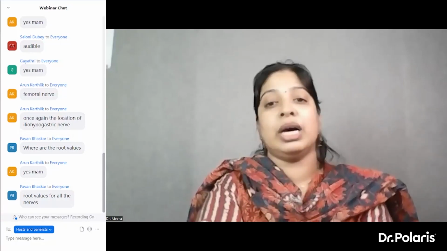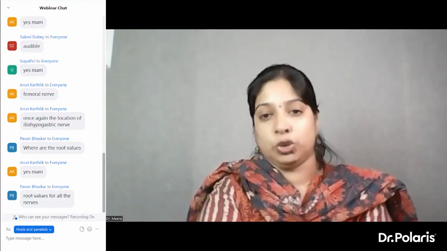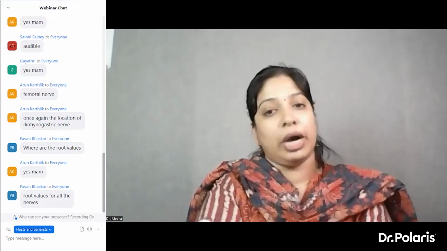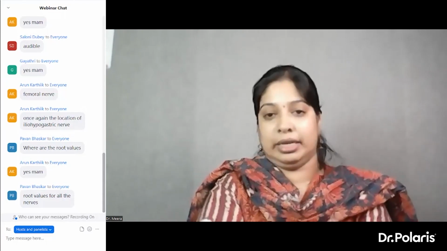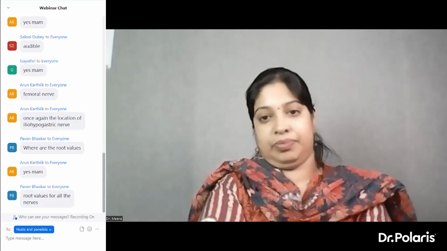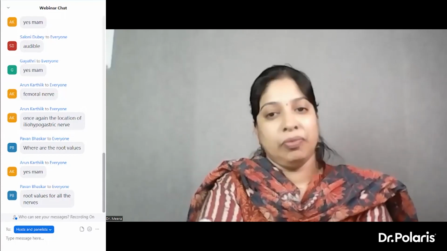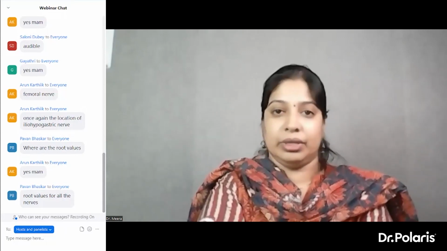So one below the other we are going. So it's very easy to remember. Start from T12. T12 and L1 will form the first nerve, the iliohypogastric nerve. Only L1 will form the ilioinguinal nerve. L1 and L2 will form the genitofemoral nerve. Then L2 and L3 will form which nerve is that? Lateral cutaneous nerve of the thigh.